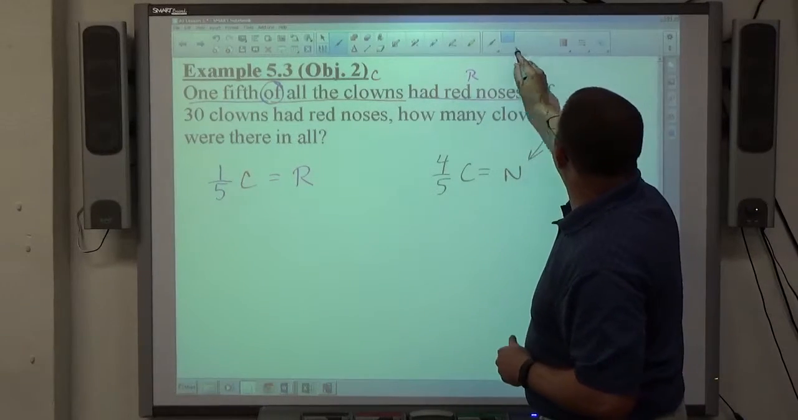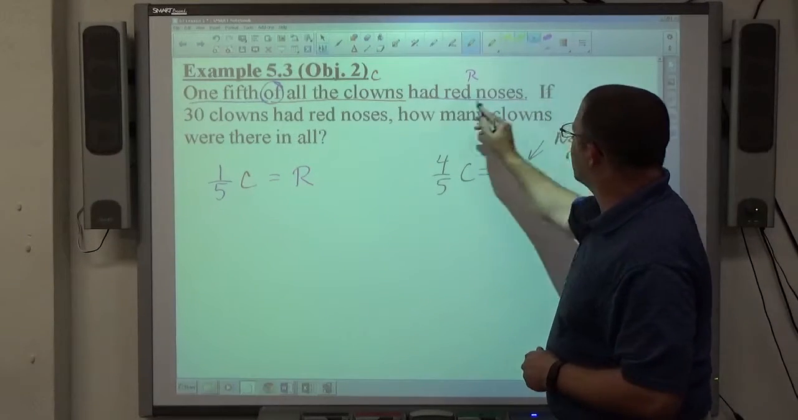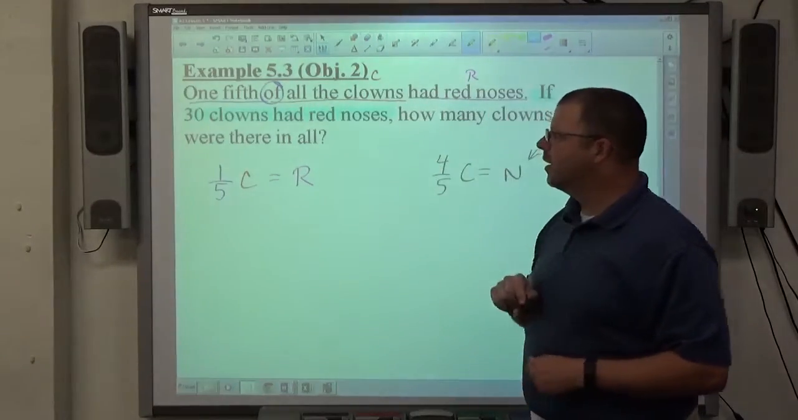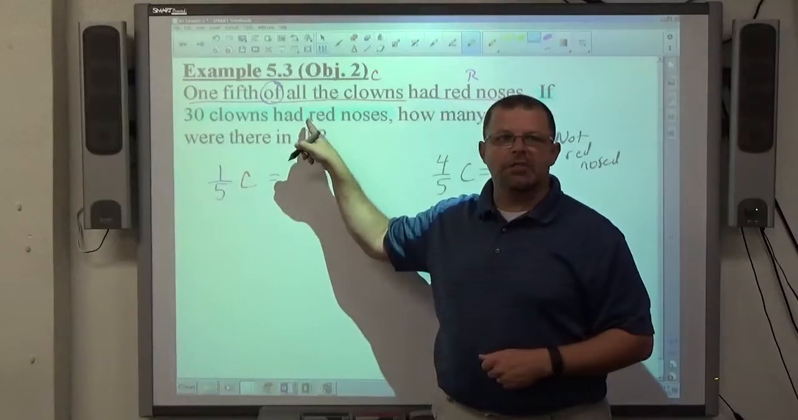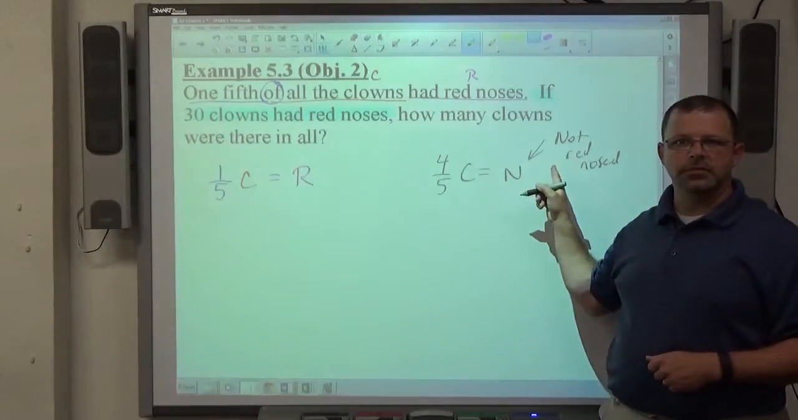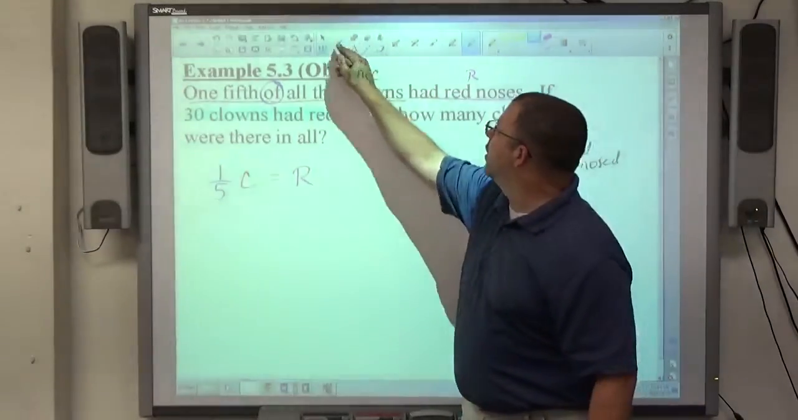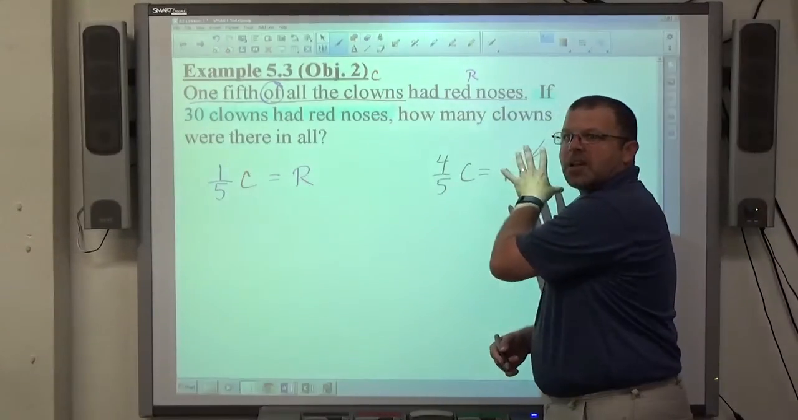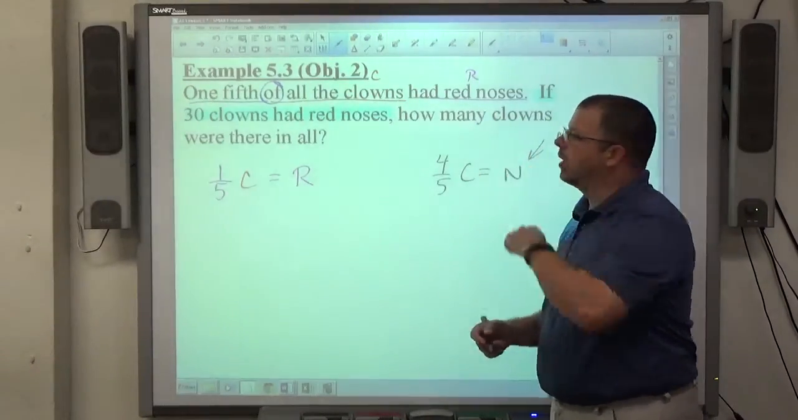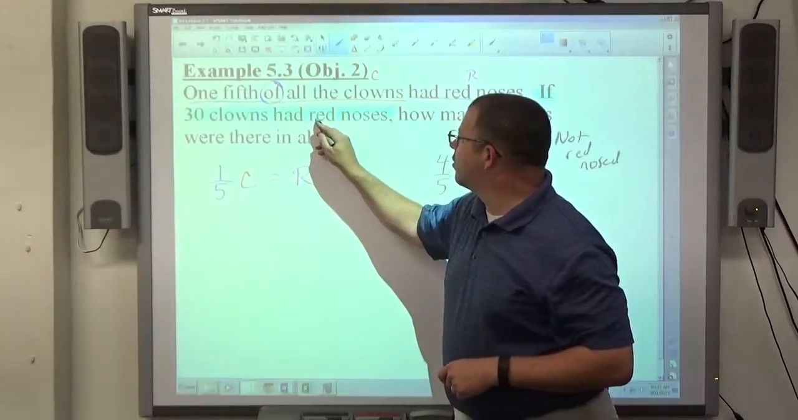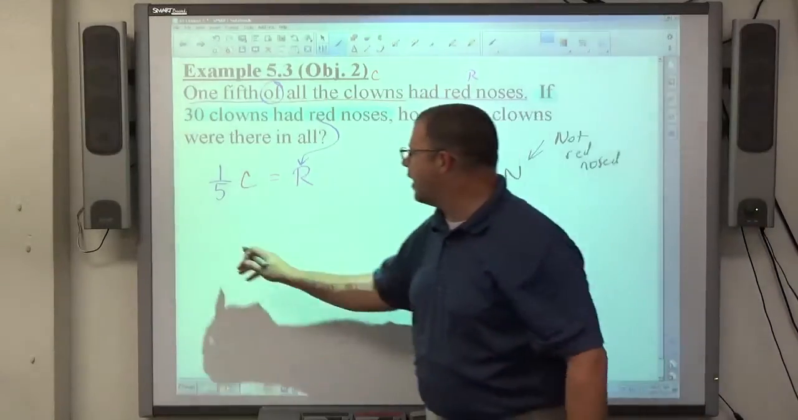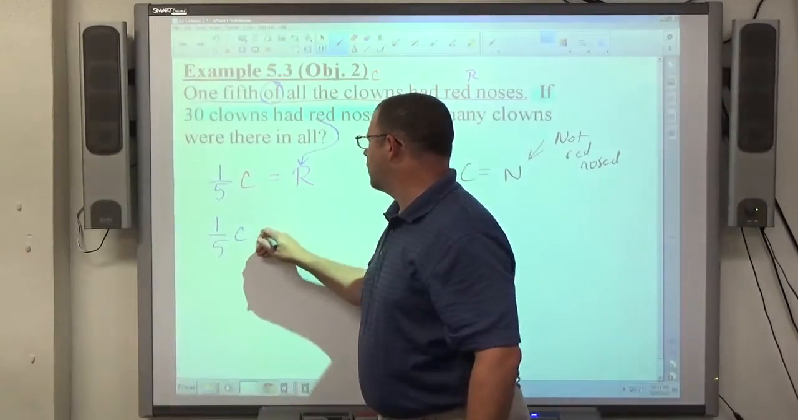So if we continue reading the problem, it says very clearly 30 clowns had red noses. This could have also said 30 clowns did not have red noses. Then we would have to use this one, right? So again, if we're going to use the equation technique, we've got to come up with an equation. We've got to consider the possibility of a different equation based on what information they're giving. So 30 clowns had red noses. That represents what R is, right? So I substitute what I know: 1/5 times C is equal to 30.